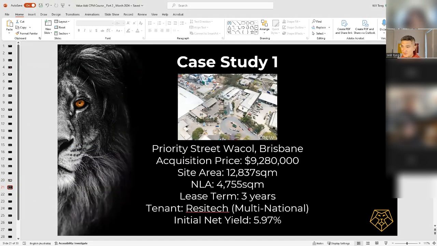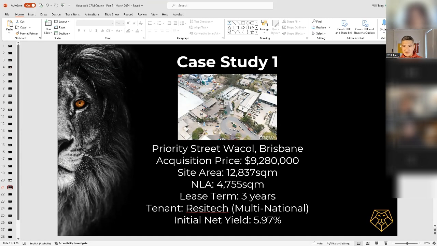Here's another case study I want to walk through, which is one of the bigger deals. We secured this deal on behalf of one of our clients last year, and it's a warehouse estate in Brisbane, in Wacol, a place called Wacol. So it's basically 3 warehouses together. It was a great deal, and I'll run you through the numbers in a second.